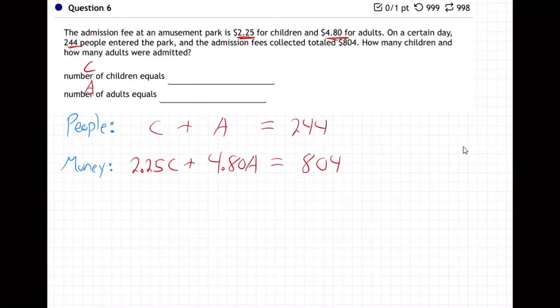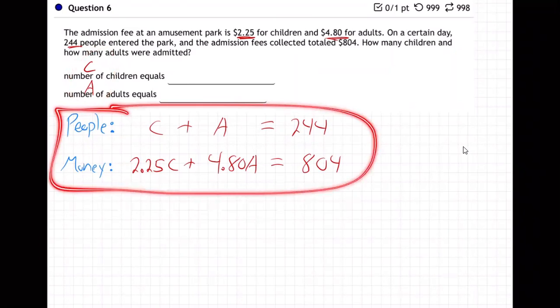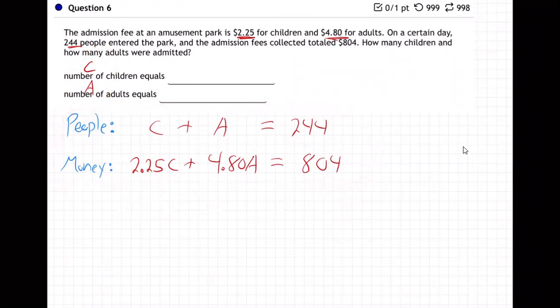Okay, so we have two letters, and so it makes sense that we need two equations, right? Two equations, two letters. So how do we solve two equations, two letters? Well, notice right here, the C and the A have invisible ones in front of them. There's no number really in front of C or A, which means it's really one. So it's easy to do the substitution method, and I'm going to do that.